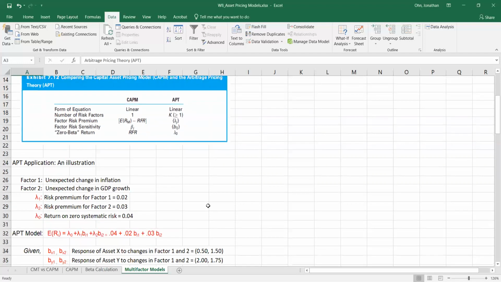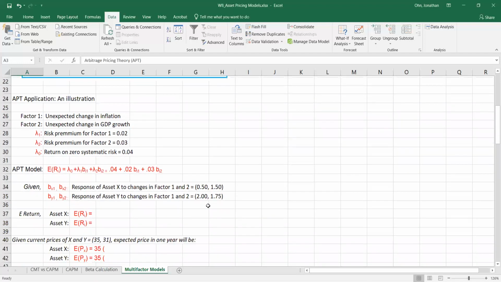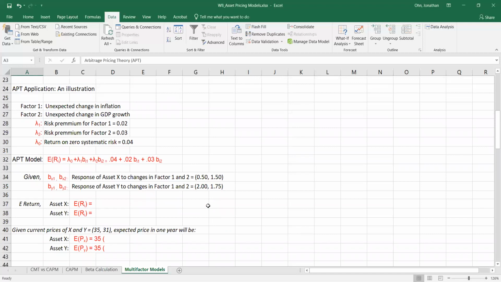All right, let's see a simple example. This is not a widely used model, okay? Because it lacks realistic application. So, for example, let's assume we have two factors. Factor one is the unexpected change in inflation. The second one is the GDP factor, the unexpected change in GDP. We have two risk factors there.